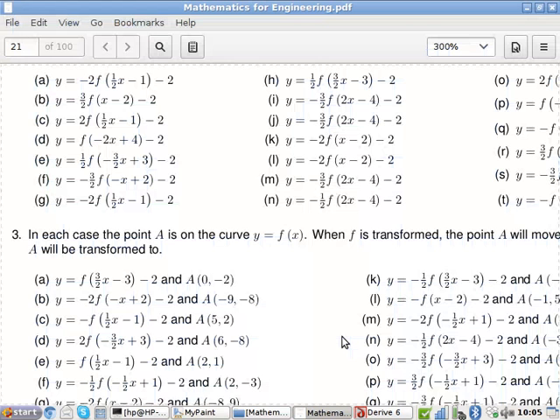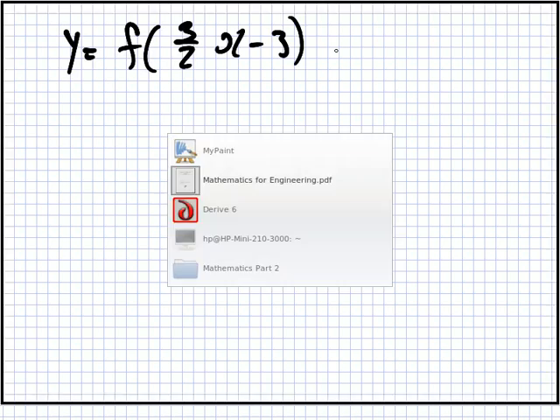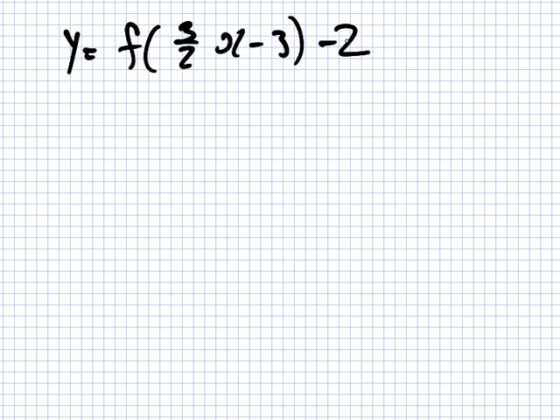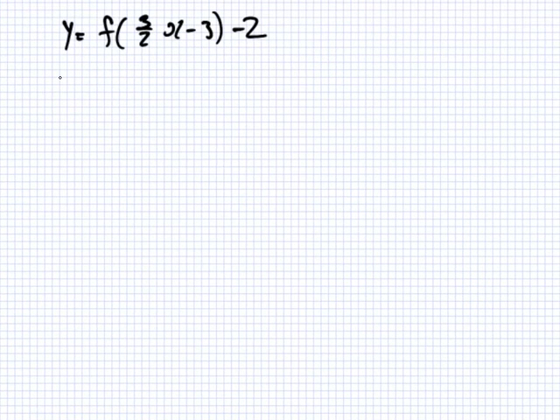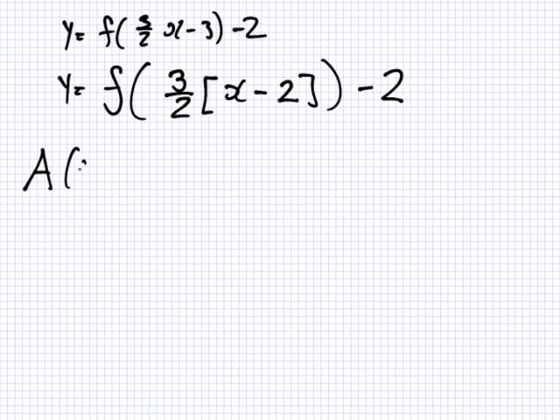Right, so let's test it out with this one. y equals f(3/2 x minus 3) minus 2. Before I do anything with the A, I should simplify this a bit. Take out the 3/2. That's x minus 2, isn't it? Minus 2. And the A is 0, minus 2.